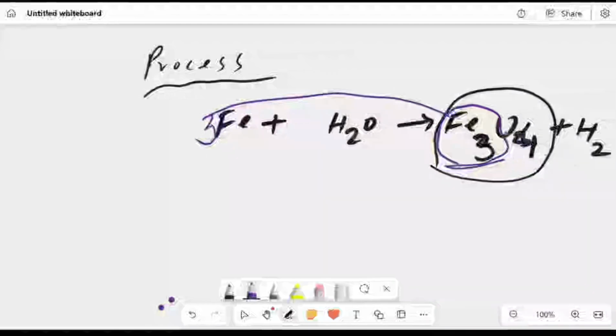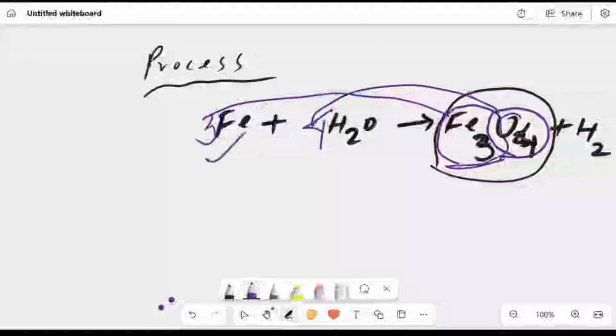Now we have 4 oxygen here, 4 atoms of oxygen. But here we have none. So let us put 4H2O. Now we have 3Fe, 3Fe, 4 oxygen, 4 oxygen, but here we have 2, and here we have 4 into 2, 8H. So let's put 4H2. Now the equation has been balanced.